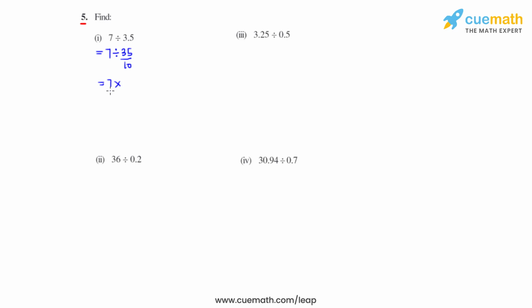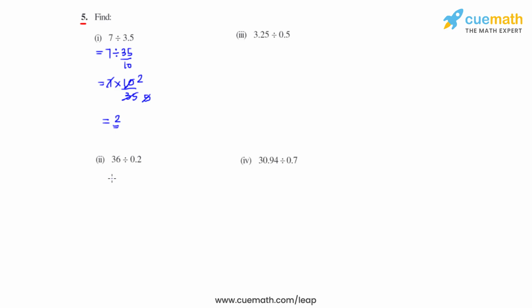So we write 7 as it is. Division is replaced with a multiplication sign, and 35 over 10's reciprocal is 10 over 35. Now 7 ones are 7, 7 5s are 35, 5 ones are 5, 5 2s are 10. So the answer that we get for 7 divided by 3.5 is 2.